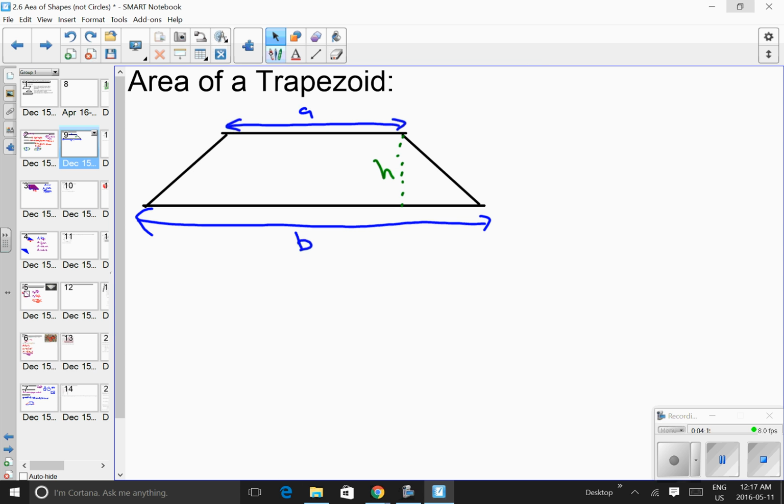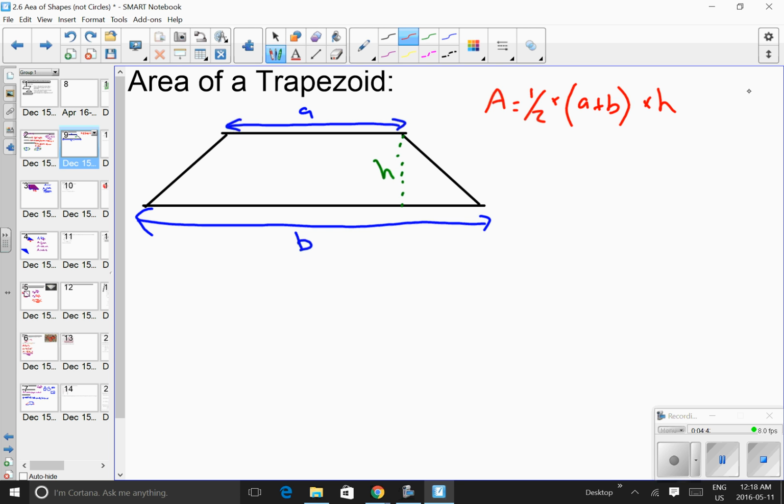Cool. So the formula for area works like this: we have half times (A plus B), in brackets, times height. Brackets are important. If you don't like this formula, remember we always know that half can be written as 0.5, times (A plus B), times height.